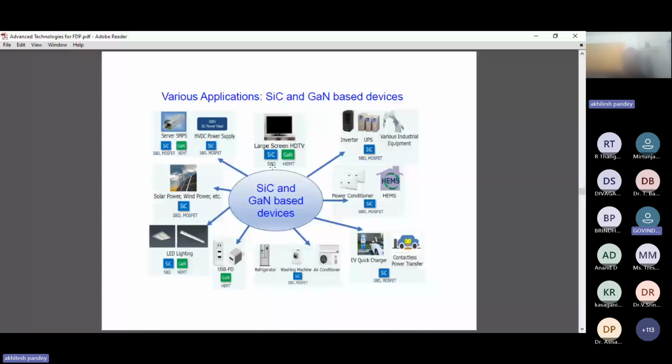These are the various applications of silicon carbide and gallium nitride based devices which people have started using or will start using in the future. Now come to the sensor technology.